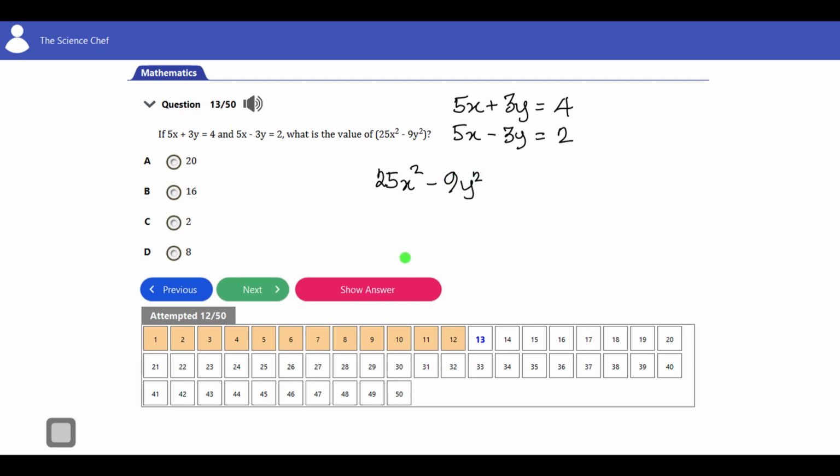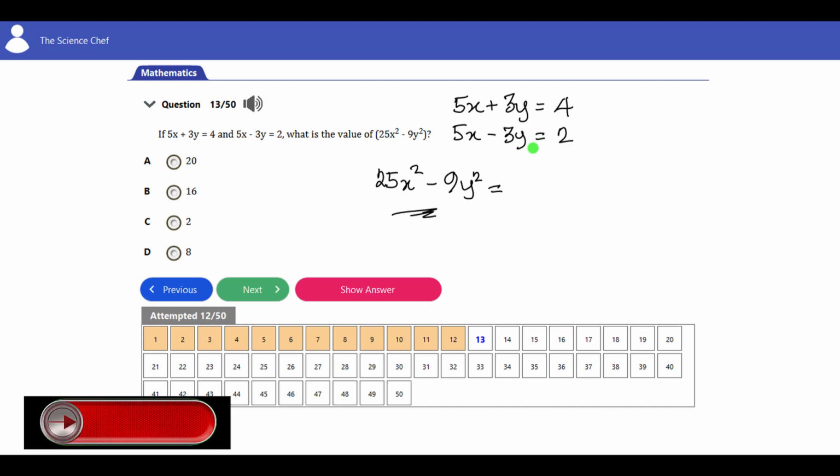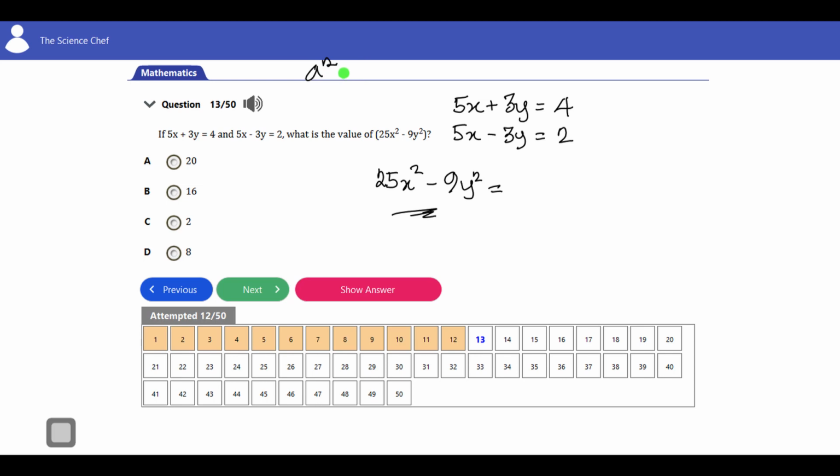So we have to simplify this expression in a way that it contains 5x and 3y, right? Either it will give us 5x plus 3y, or 5x minus 3y, or both 5x plus 3y and 5x minus 3y. So what do we do now? Remember, this is a difference of two squares. a squared minus b squared is the same thing as a plus b into a minus b.